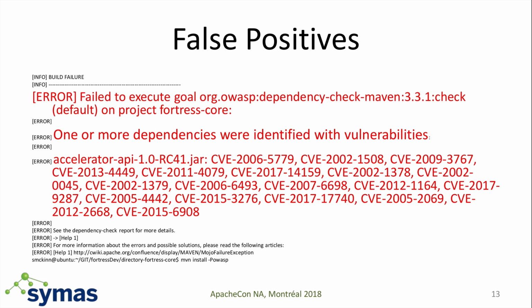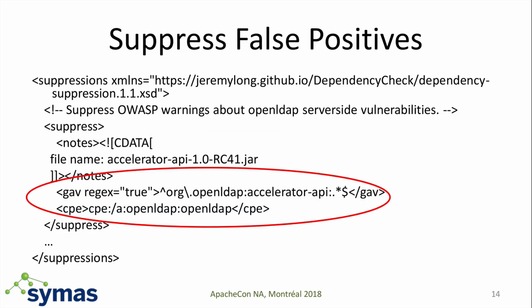A Java-side client Java library that's talking to OpenLDAP or any other directory is not going to be vulnerable to native problems in the server itself. So those were false positives. But you can suppress them very easily, which I did. And so that's kind of an annoyance.